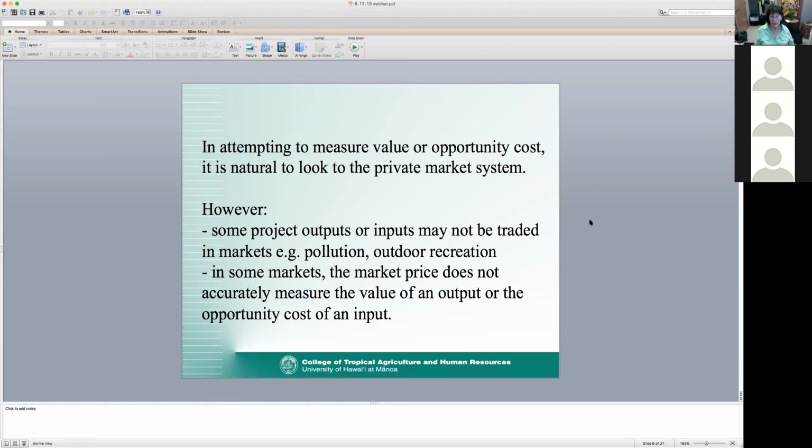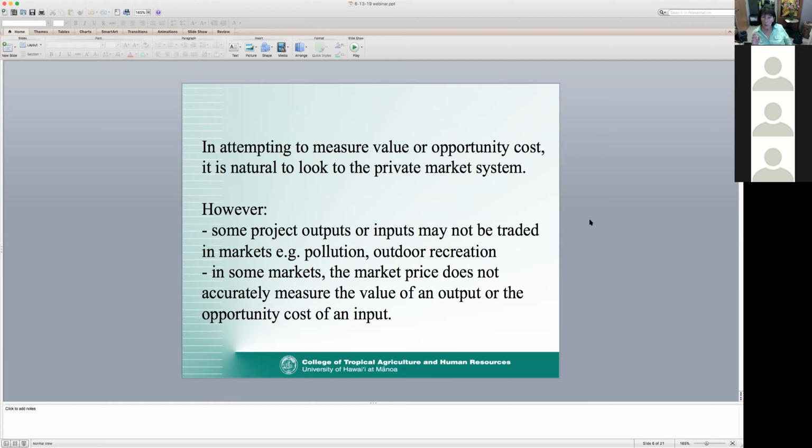So we're going to look at some examples. Normally we start with the private market. So normally what I do is I just call up something or look it up on the internet. How much does this input cost? How much does this output sell for? That's normally what I do, okay?